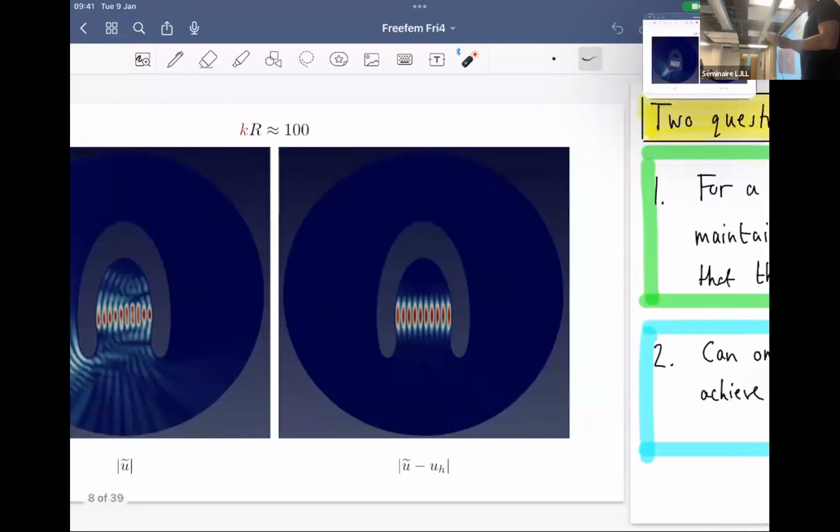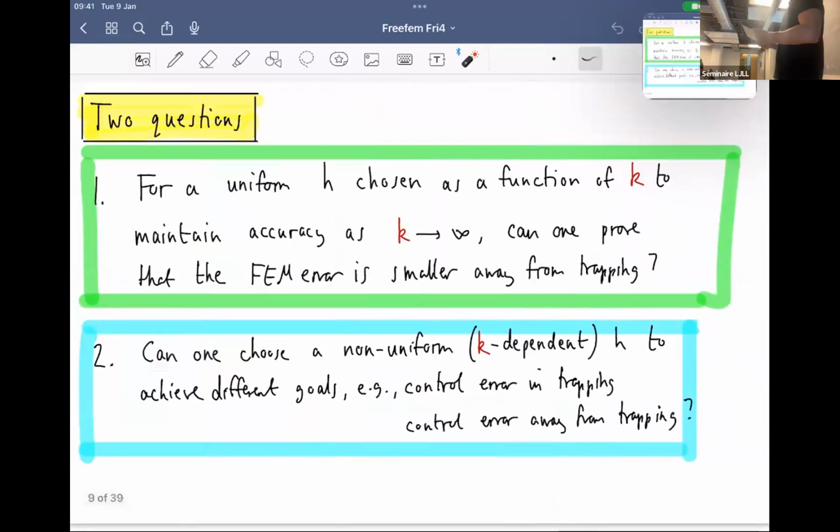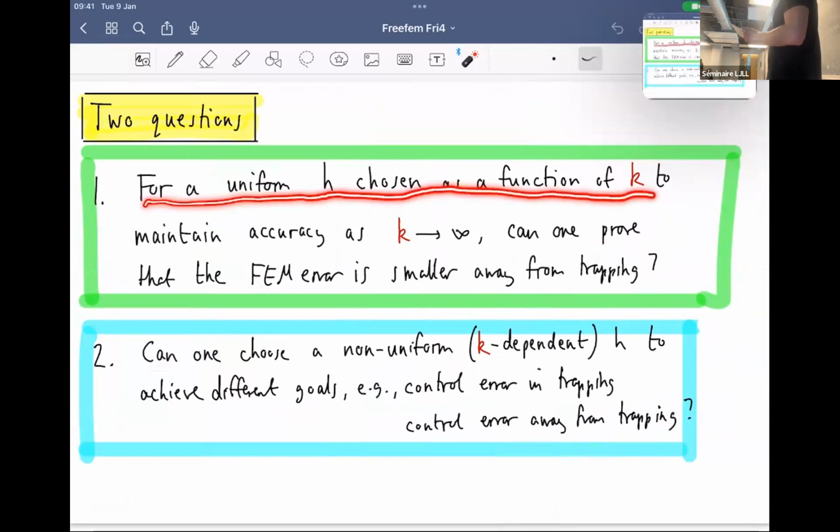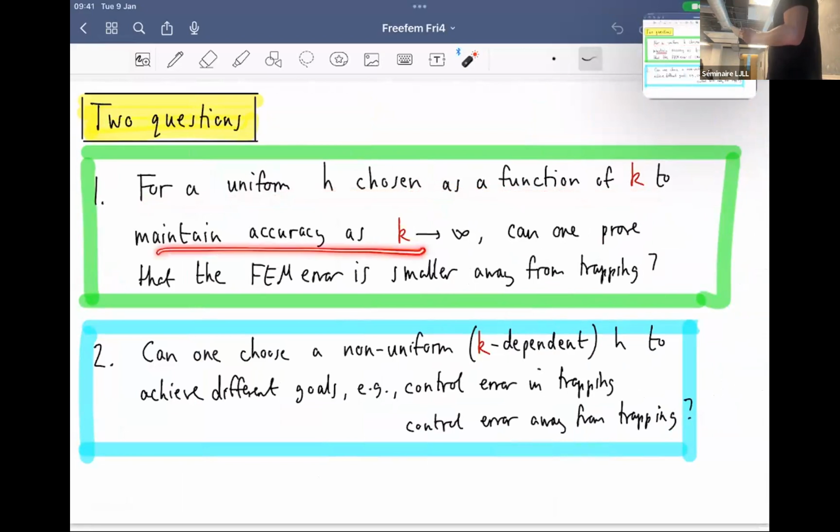And so the motivating question that started Martin, Jeff, and I on this line of research was, can we establish rigorously what we're seeing in the pictures, which is: if I choose a uniform h, chosen in the sensible way to maintain accuracy as the frequency increases, can one prove that the FEM error is smaller away from the trapping? In fact, I've given some talks earlier in the year with that being the title.